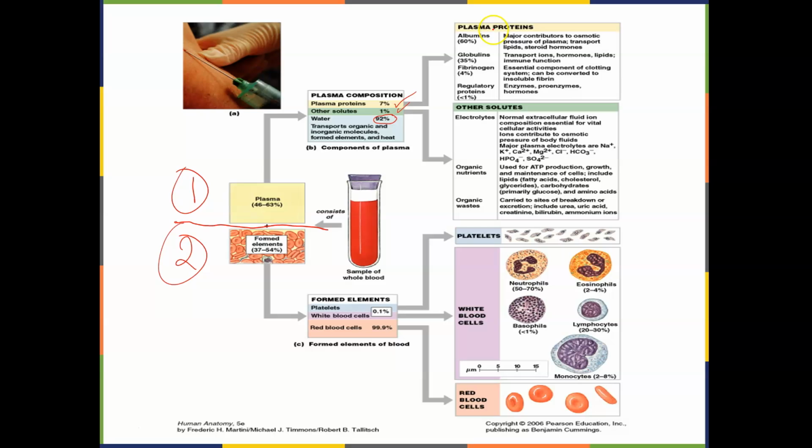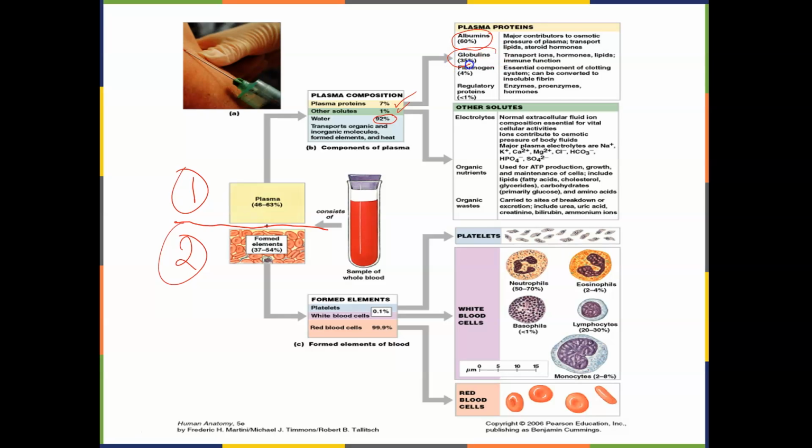The plasma proteins consist of the albumins. The albumins are the most common, and they help maintain what we call osmotic pressure. It helps keep water in the blood. You'll learn a lot about that in physiology. You'll also find transport lipids and steroid hormones. These all make up a group called the albumins.